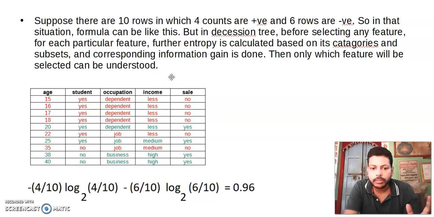If only positive cases are there, or a very small amount of positive cases are there, in that situation we can consider the entropy will be lesser. So if you consider 7 cases are negative and only 3 cases are positive, in that situation the entropy will be reduced. So like this the entropy is calculated.